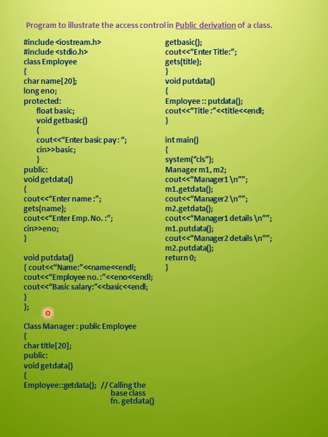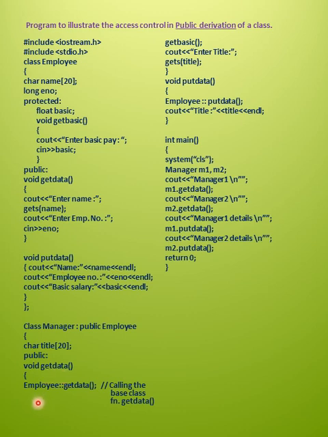Here the class ends. Here the derived class starts. Class manager. It is getting derived in the public visibility mode from employee class. It has one private data member title. And under the public section, it has two member functions get data and put data. And you can see the names are similar in the base class as well as the derived class.